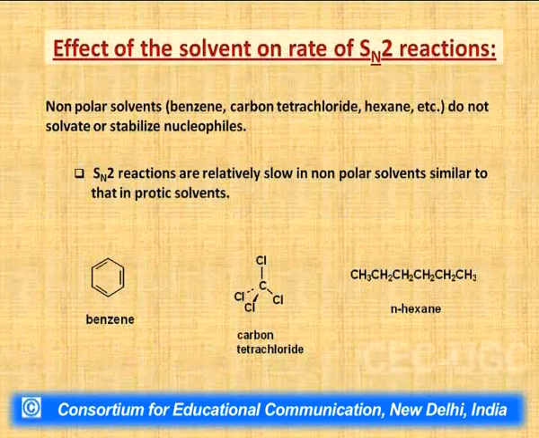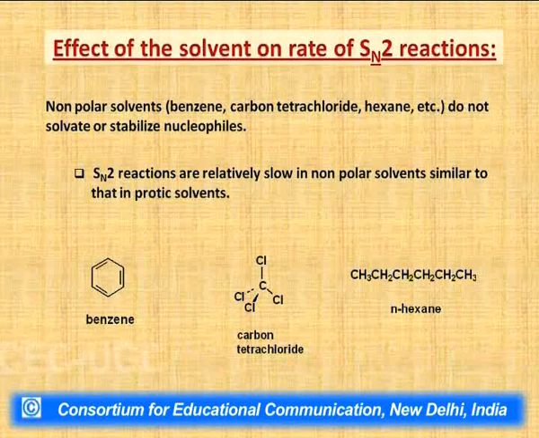Effect of the solvent on the rate of SN2 reactions. Non-polar solvents like benzene, carbon tetrachloride, hexane do not solvate or stabilize nucleophiles. SN2 reactions are relatively slow in non-polar solvents, similar to that in the protic solvents. Examples are benzene, carbon tetrachloride and n-hexane.